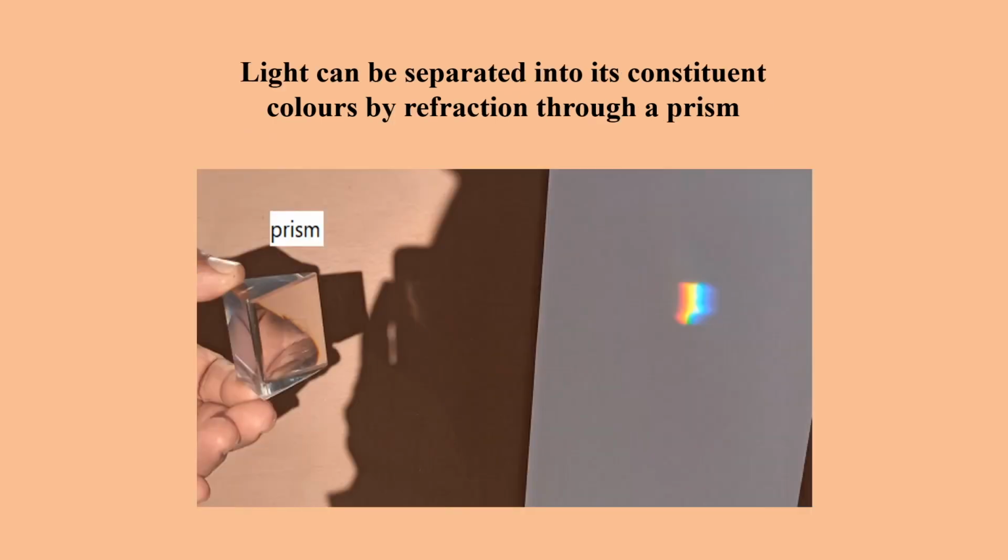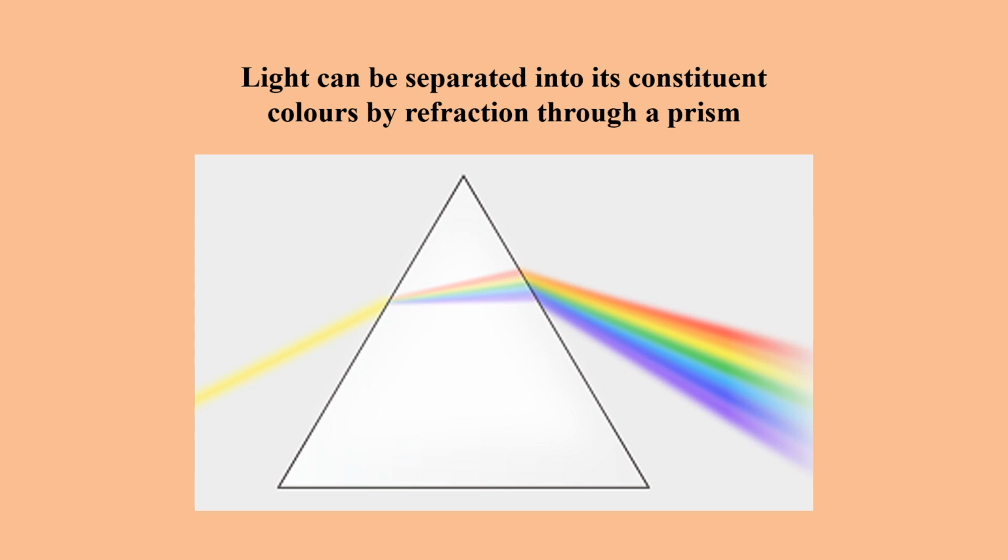Another effect of refraction is the separation of light into its constituent colors when it passes through a prism. As you can see in this picture, sunlight enters the prism and is separated into its constituent colors. This happens because each color of light is refracted through a different angle as it passes through the prism.